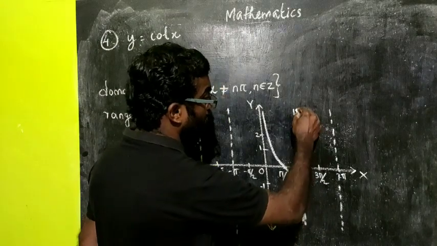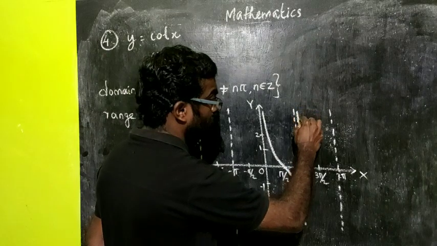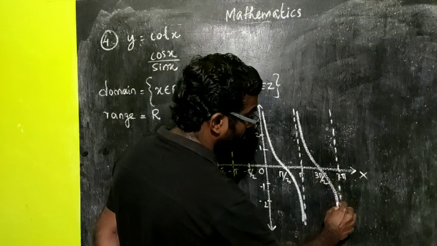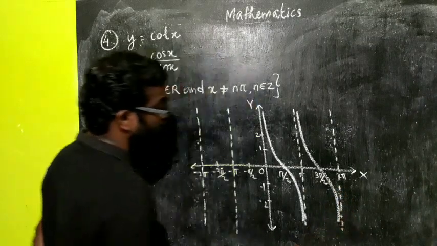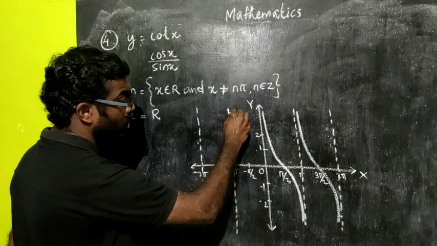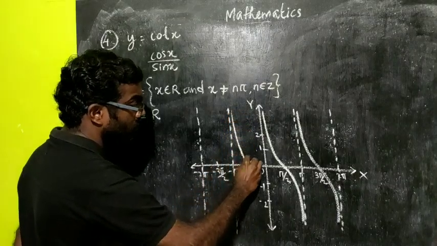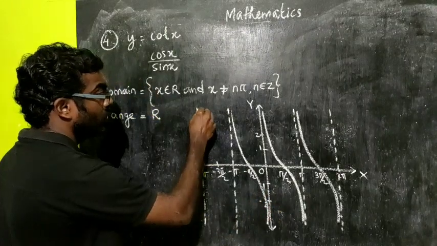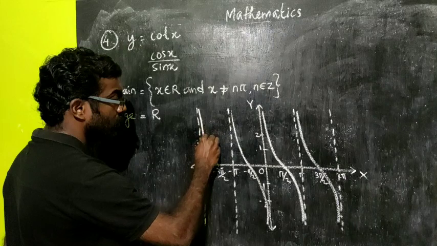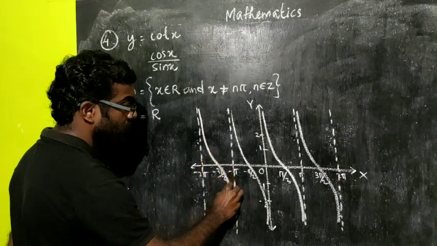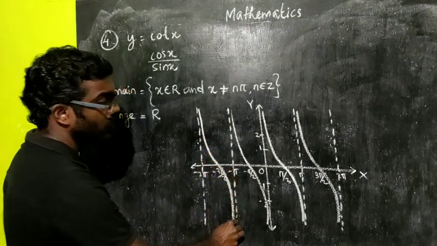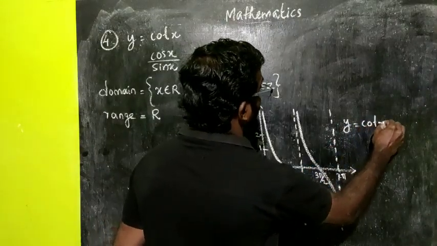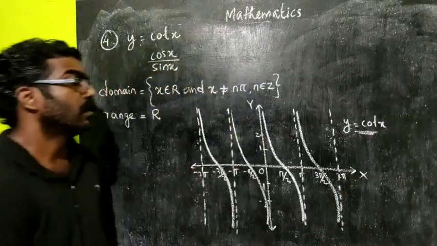Okay, and in the next interval, here the function looks like this. Here also we can draw the graph. And in this part, okay, so this is the graph of y is equal to cot x. Understood?